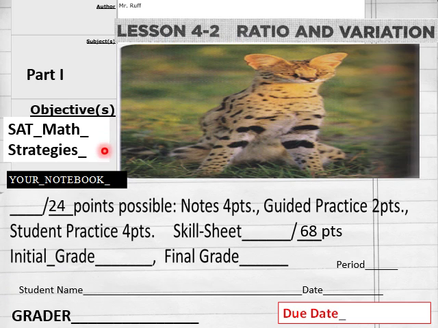4.2, ratio and variation. We've got 24 points here of notes, and 68 points for a skill sheet. That's at the end of part 2 of 4.2.